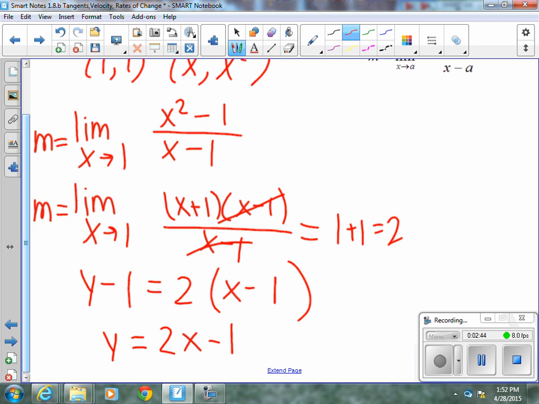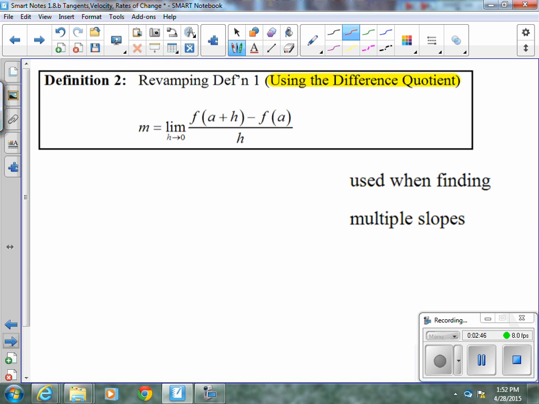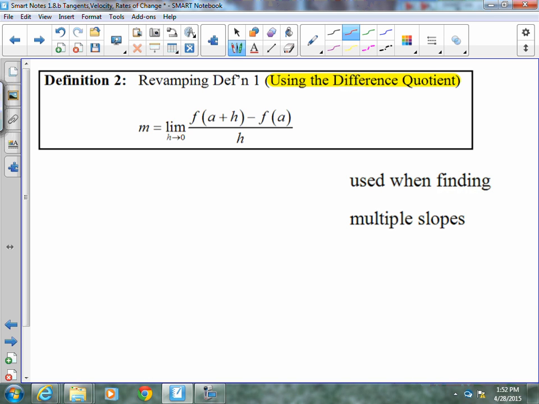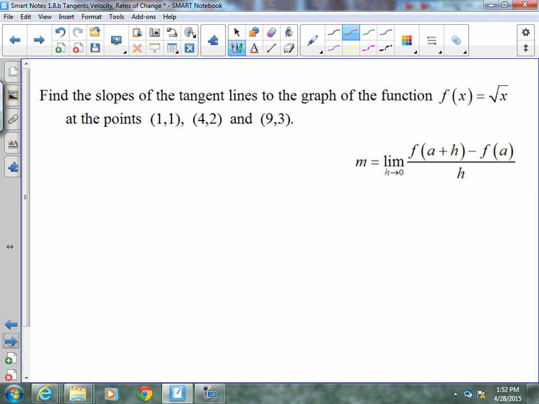That's definition 1. Now definition 2 is a little bit different. This time it involves the difference quotient, and it will come up with an equation for finding slope at any point on a curve. So if you need multiple slopes, this is the route to go. And it is the difference quotient with the limit as h approaches 0. So let's try one of those.